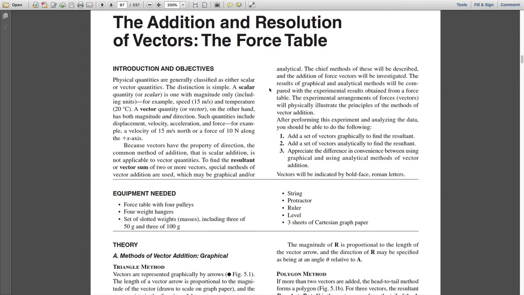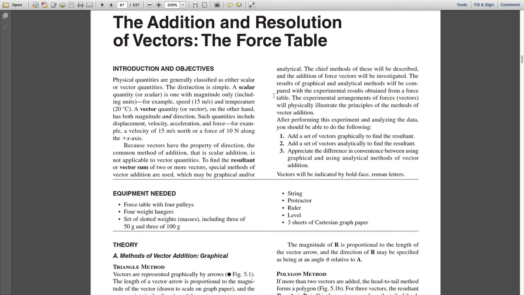Today we are going to learn a few things: how to add vectors and how to resolve a given vector. We already covered the analytical part of this in our chapter 1 vectors video, so we're going to focus on two items today. How do we do this using a simulation, because we are not going to conduct this experiment practically in a lab, rather we will be using a simulation. And the other one is how do we add vectors using the graphical method.